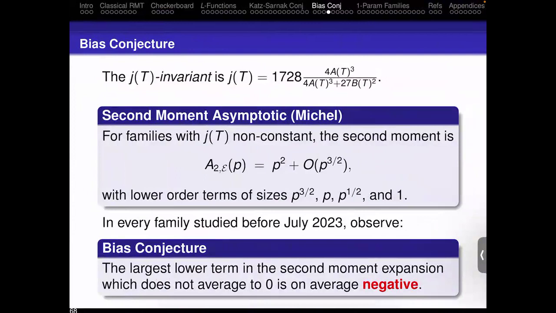The bias conjecture that I came up with when I was a graduate student is that the largest lower order term in the second moment expansion which does not average to 0 is on average negative. So for instance, I could have a term of size p to the 3/2, which averages to 0, and then a term of size p, which is maybe of size negative p.